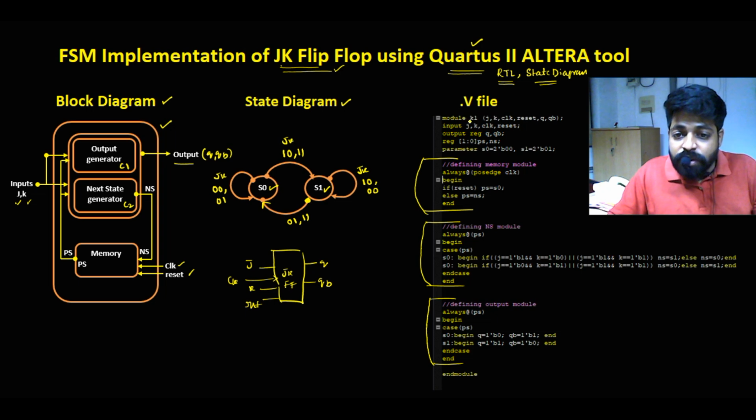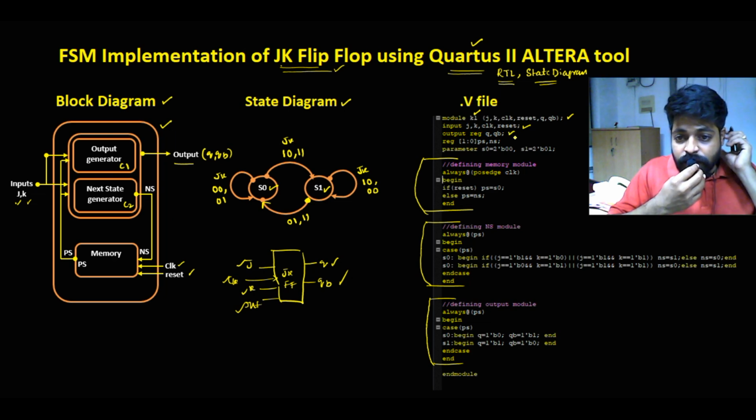From the beginning, I'm defining the module name K1 with the ports J, K, clock, reset, Q, Q bar. That is the first line: module name, module ports, and we declare J, K, clock, reset as input ports, and Q and Q bar as the two output ports.